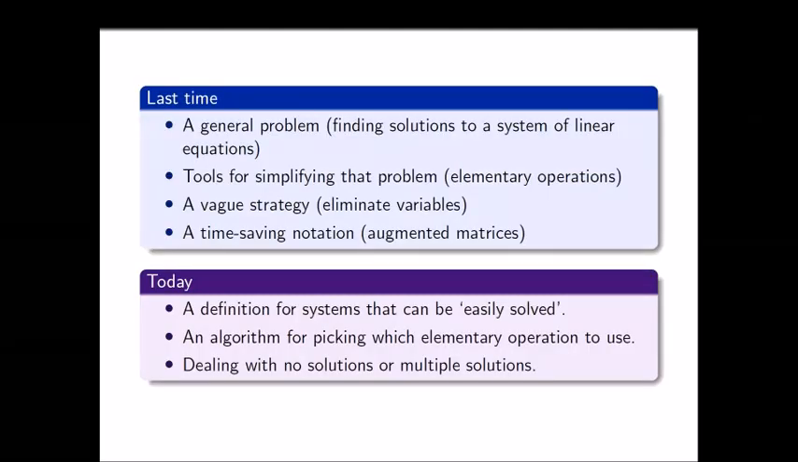Okay, so last time we talked about elementary operations and augmented matrices. And this time we are going to first define some systems that can be easily solved. What I'm referring to is the row echelon form, or the systems that correspond to the row echelon form of matrices. We're going to talk about an algorithm for picking which elementary operation to use. And we'll be dealing with systems that have no solutions or multiple solutions.